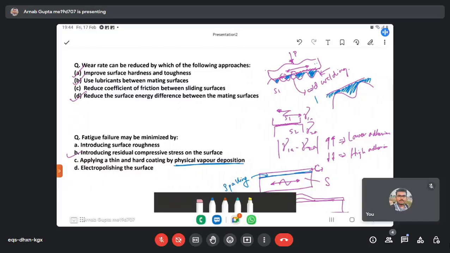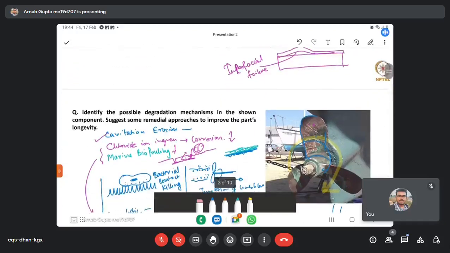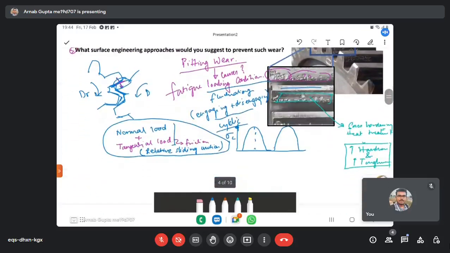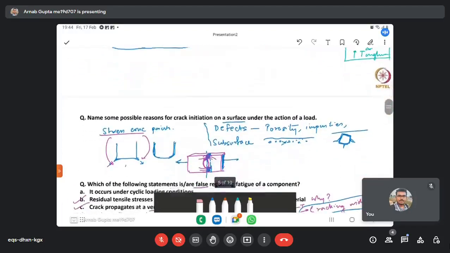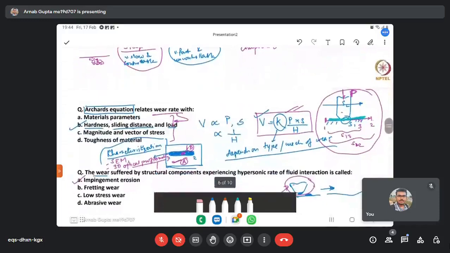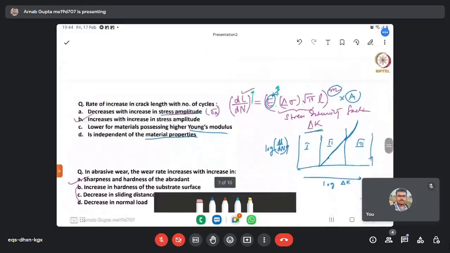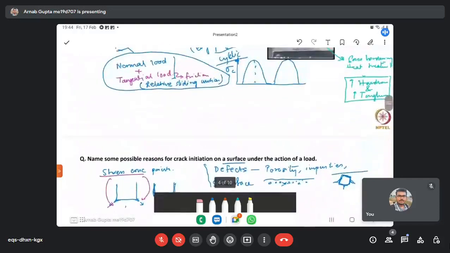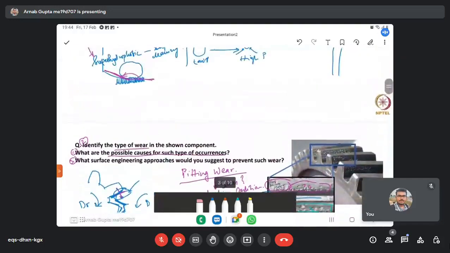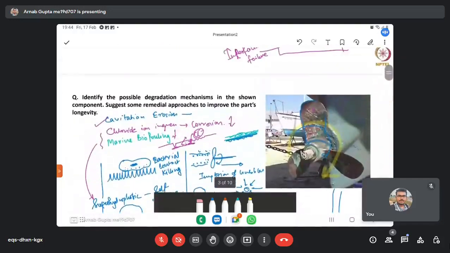kinetics of wear and corrosion. So for that, some introductory part has been included. Like in the last few lectures, you have come across this type of mathematical formulations related to Archard's wear rate and the crack propagation rate, all those things. So yeah, we can frame some questions related to Archard's equation.